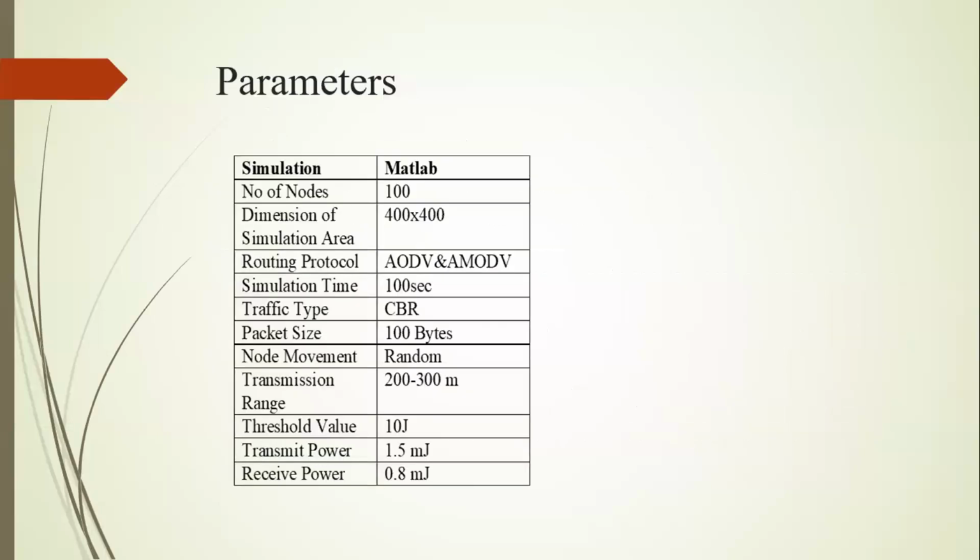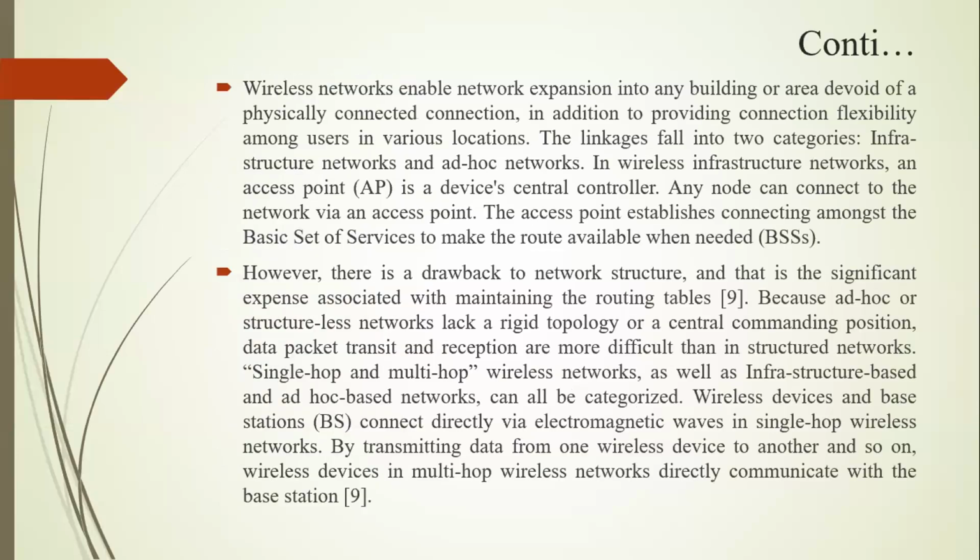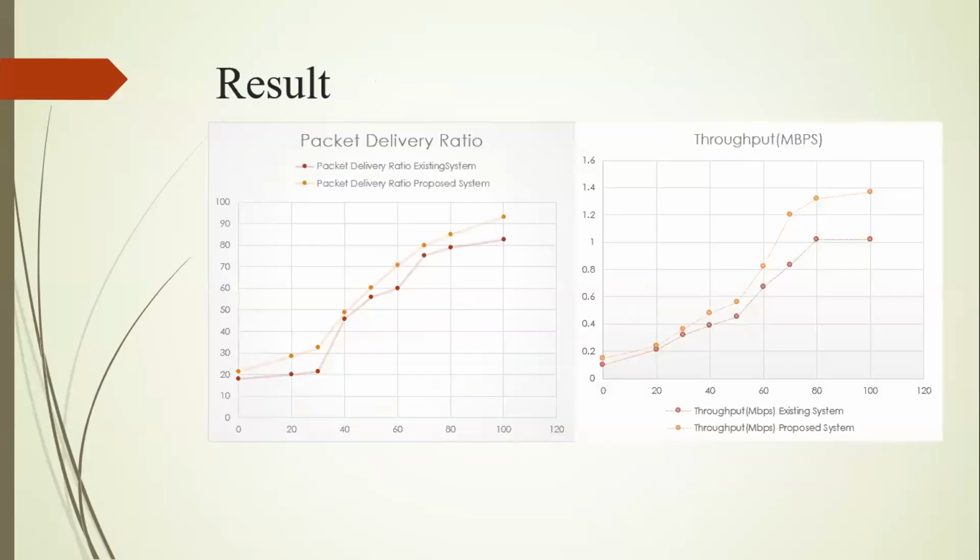Now these are the parameters which I have used in MATLAB. And by way of conclusion, this is my result. Here you can find the PDR, packet delivery ratio, increased by 10 to 12%, and the throughput also increased. As well as throughput and packet delivery ratio, my security is also increased, because I have used ECC, AES, modified AES, and MANET.